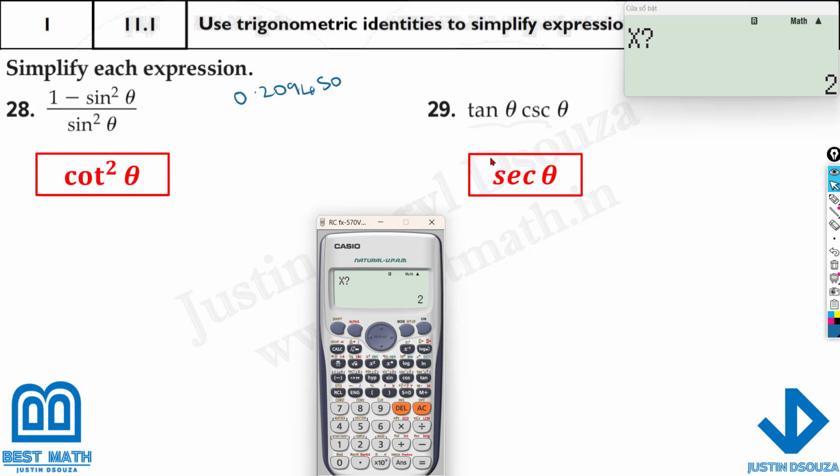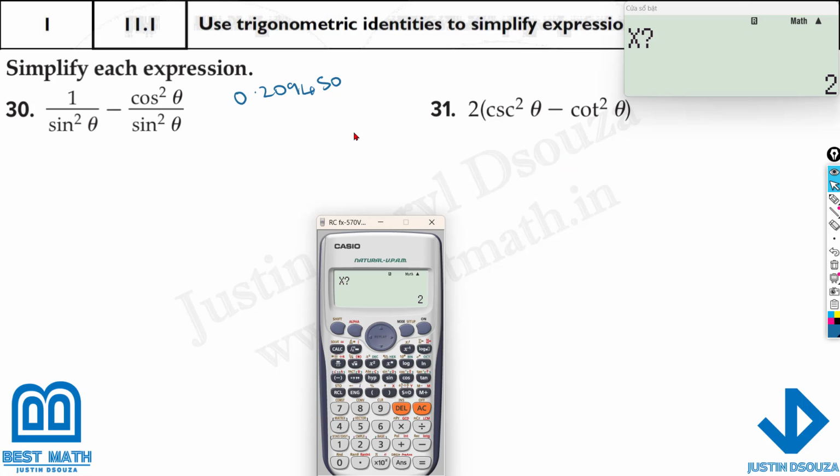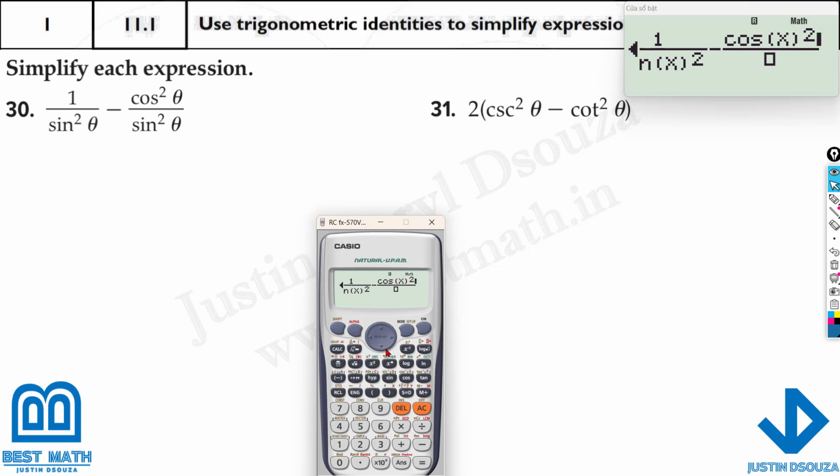Unless it is undefined at that particular value. Look into this one here. It's 1. Now let's go back over here. 1 by sine square, I'll just put the square down, minus cosine squared, cosine x, close the bracket and square it up, and down again we have sine squared, close the bracket.